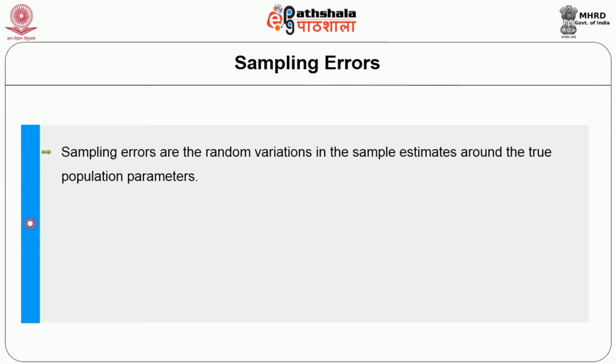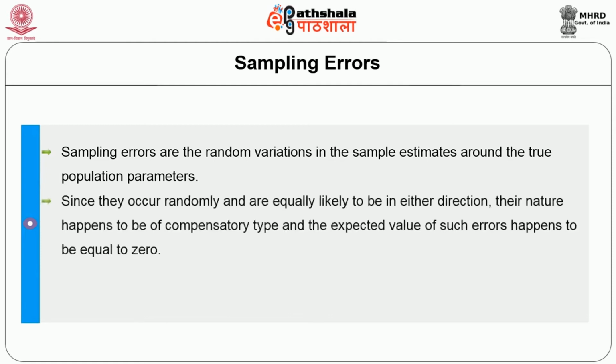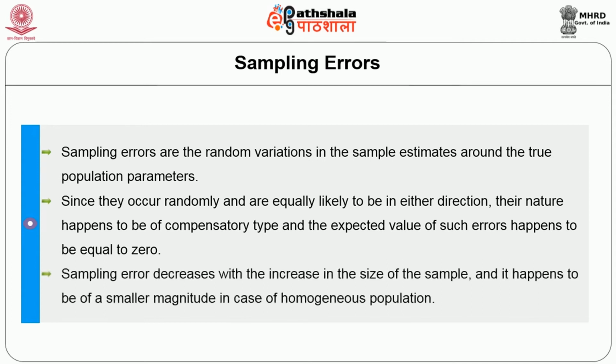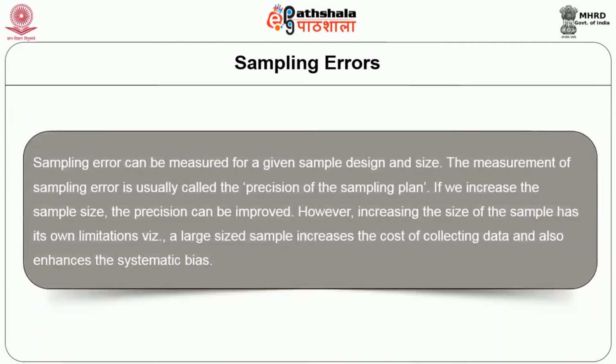Next, we come to sampling error. Sampling errors are the random variations in the sample estimate around the true population parameter. Since they occur randomly and are equally likely to be in either direction, their nature happens to be of compensatory type and the expected value of such errors happens to be equal to zero. Sampling error decreases with the increase in the size of the sample and it happens to be of a smaller magnitude in case of homogeneous population.